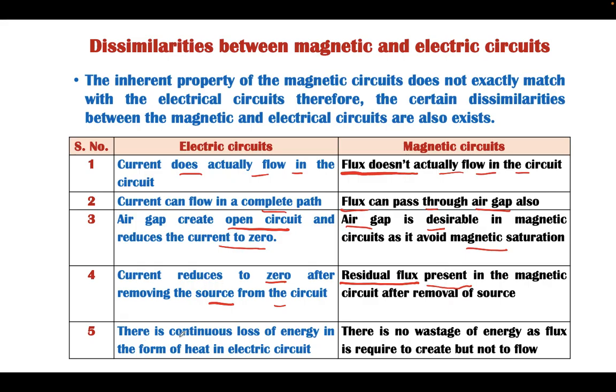Another dissimilarity is the continuous loss in electrical system. When there is a current flowing in the circuit, there is always I square R loss, and this multiplied by t is known as heat. As long as there is a current flowing in the circuit, there will be heat loss. Whereas in case of magnetic circuit, as long as there is a flux, it doesn't mean that it is going to create any kind of loss, because flux is not actually flowing, whereas current is actually flowing in the circuit causing dynamic operation, whereas flux is a static quantity.